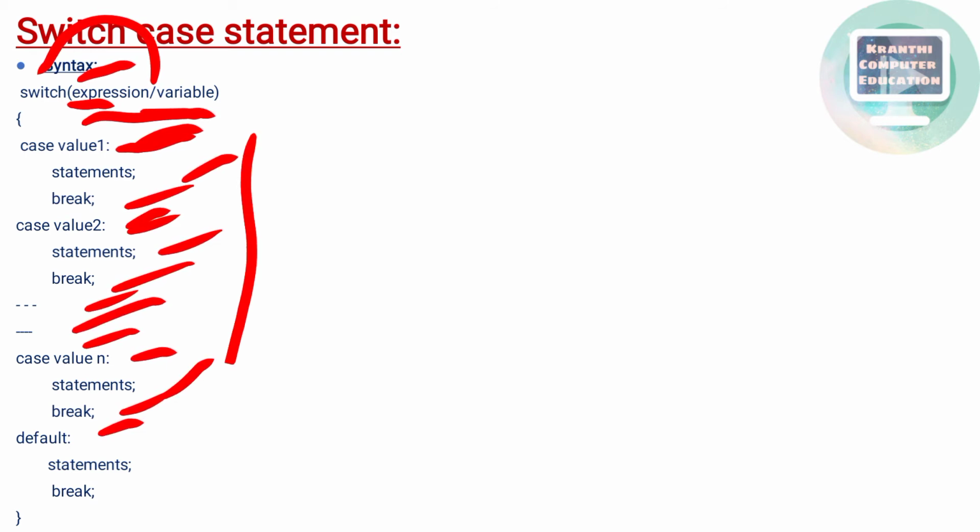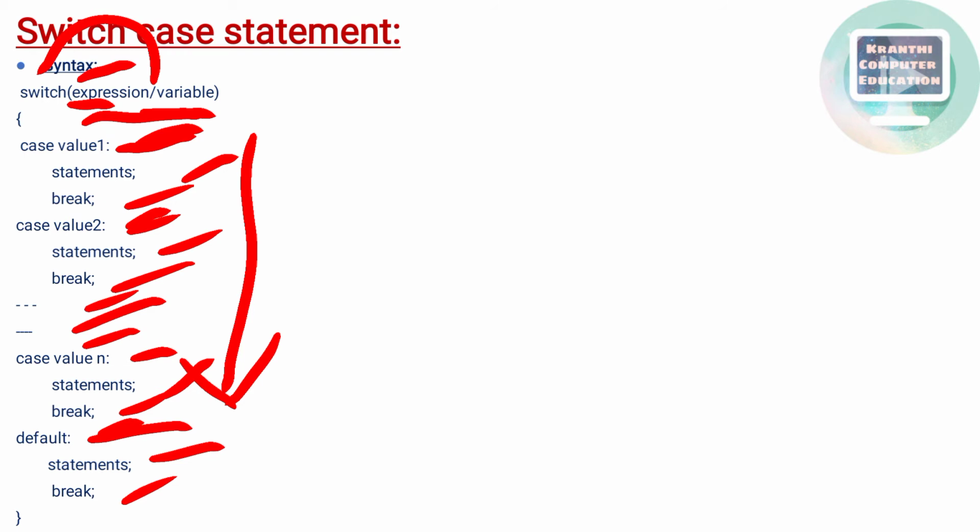If none of these cases match the value of the switch, then the default block statements will be executed. So the default statements will be executed when no matching case is found for the switch value. So this is about the execution flow of the switch statement.